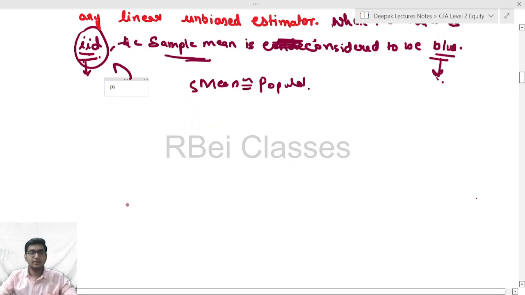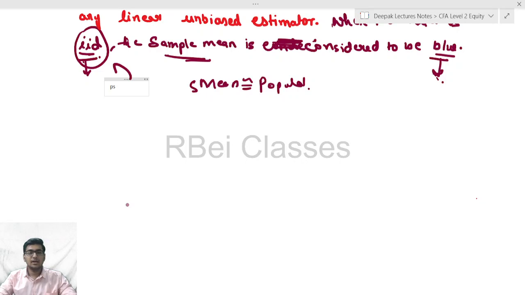The sample mean is an unbiased estimator of the population mean, because the sampling distribution of the sample mean has the smallest variance of any other unbiased estimator of the population mean. Clear? They are saying that the variance between the sample mean and the population mean is the lowest.